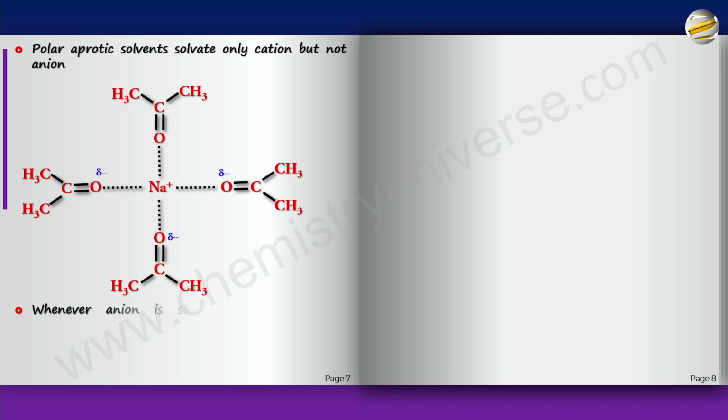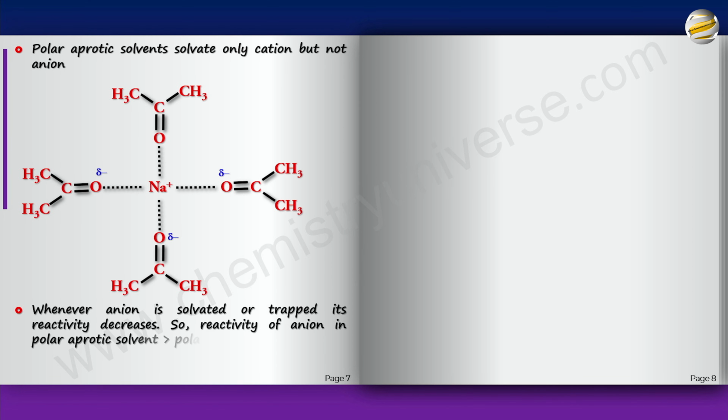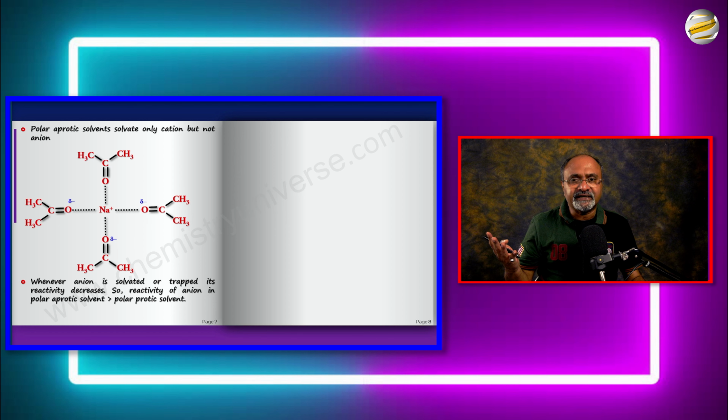So whenever an anion is solvated or trapped, its reactivity decreases. So the reactivity of an anion in a polar aprotic solvent is always greater than in polar protic solvents. Now try and understand this importantly. The cations get solvated, but the anions are free in an aprotic solvent. So anions can react easily. Whereas in the case of polar protic solvents, the anions also get solvated and their reactivity is going to decrease.